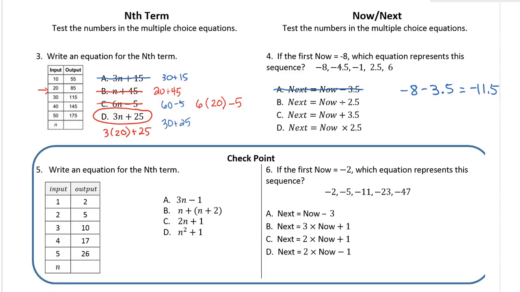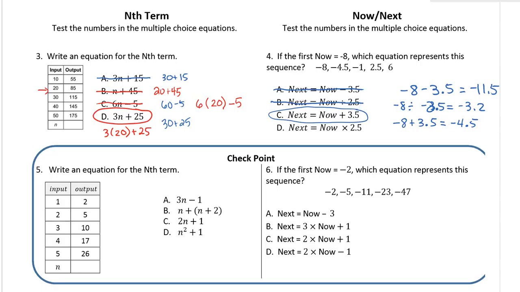Okay, if we do -8 and we divide it by 2.5, we actually get -3.2. Again, that's not what we want. We want -4.5. So we're going to cross that off. -8 plus 3.5 is becoming less negative, so it's going to be -4.5. So it appears that this works.